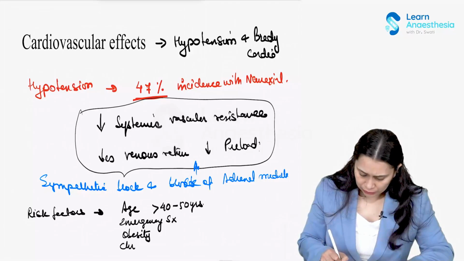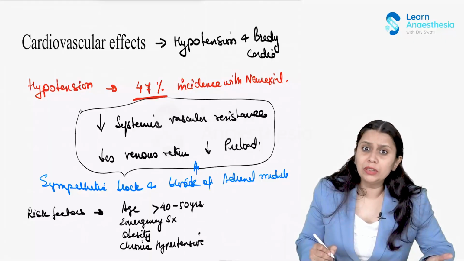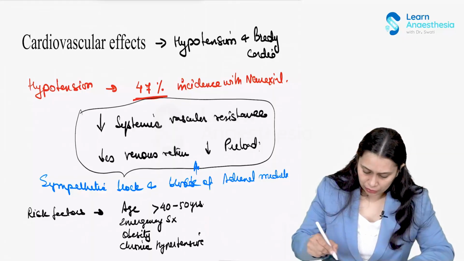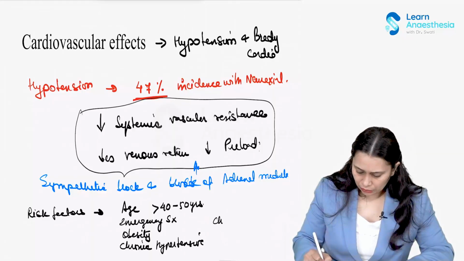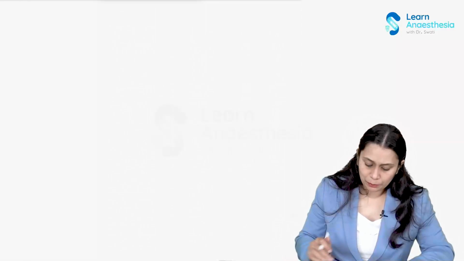So in chronic hypertensive, right? And it has been seen the risk is more with chronic alcoholics as well. So in chronic alcoholics also, right? The risk is more. Remember this. Then we have bradycardia.